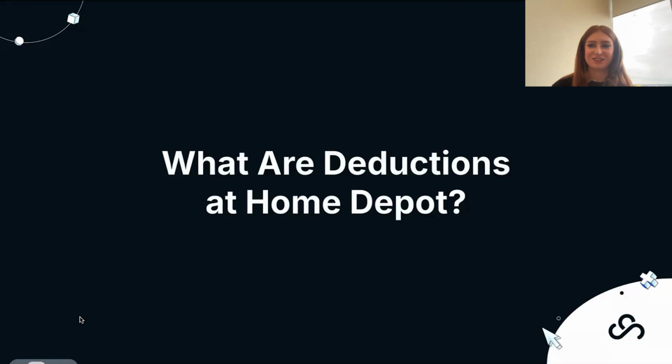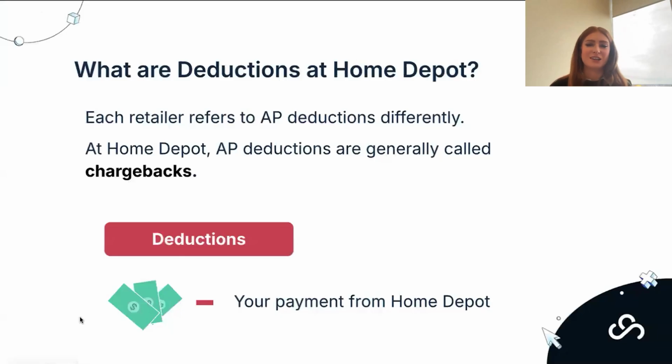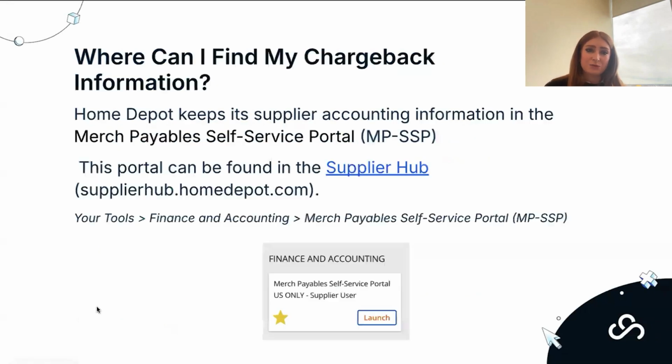Yeah. So what are deductions at Home Depot? Every retailer has a little bit different terminology for what deductions are. At Home Depot, they refer to AP deductions as chargebacks. But basically, AP deductions are anything that the retailer is withholding from an invoice. Like Peter mentioned, lots of different buckets of revenue loss.